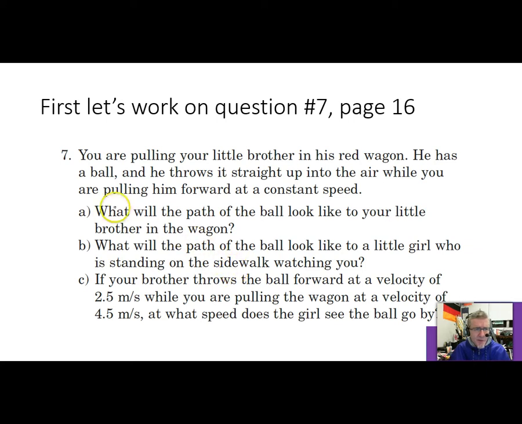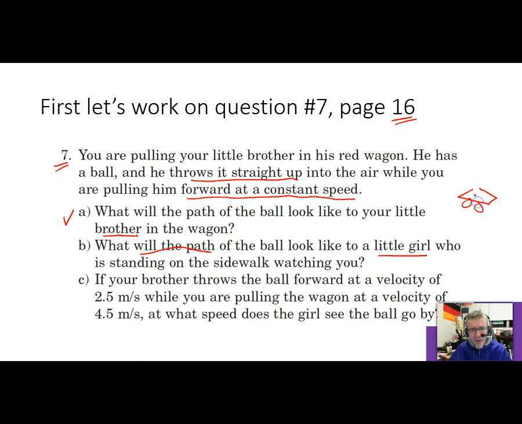So here's the first question we want to work on, number 7 on page 16. You're pulling your little brother in his red wagon. He has a ball, and he throws it up straight into the air while you're pulling him forward at a constant speed. The questions you want to think about: how does the path of the ball look to your brother who's in the wagon? He's throwing the ball, right? How does the path of the ball look to someone who is watching your brother in the wagon?